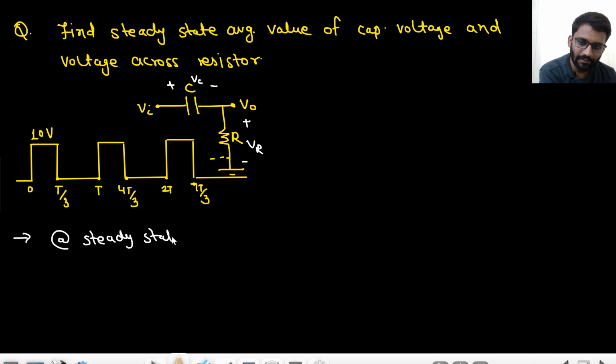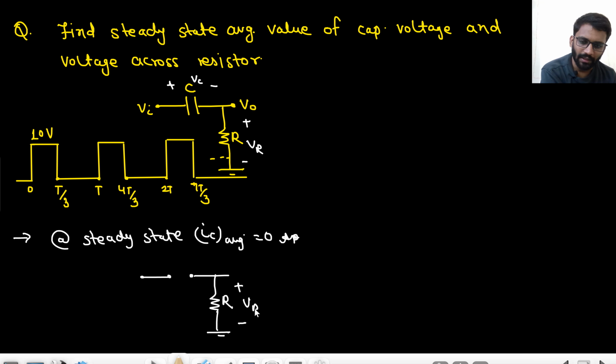Okay. So at steady state, what will happen? IC average would be 0 ampere, right? So this is the input. The capacitor can be considered as an open circuit. This is a resistor, right? And this is your VR average. Okay, this will be your VC average, right? And this is your input voltage. So tell me, what will be the VC average value?